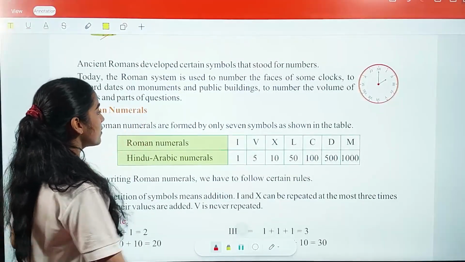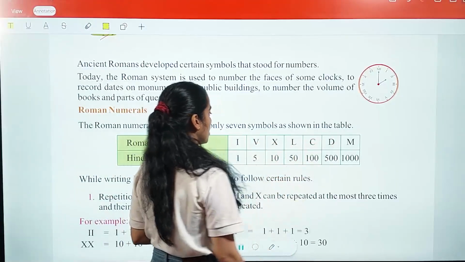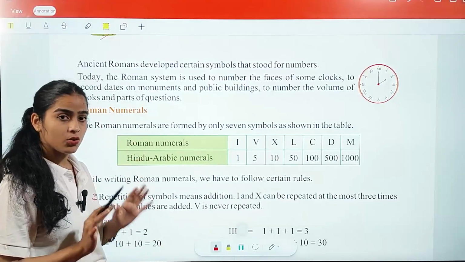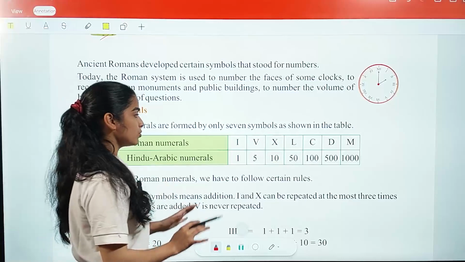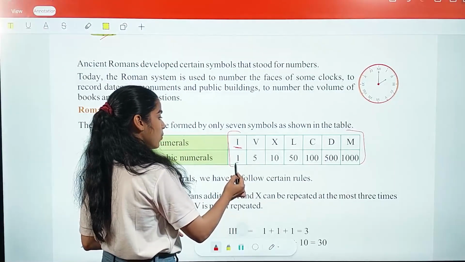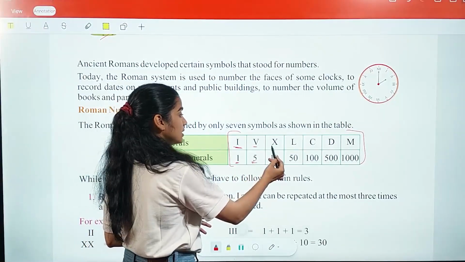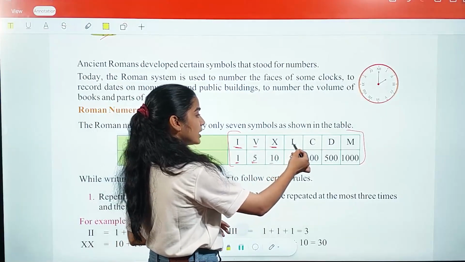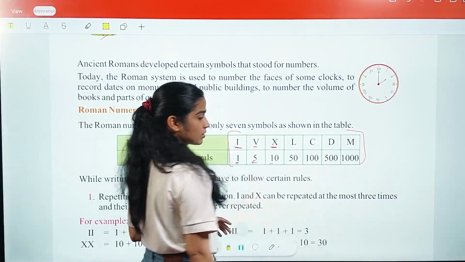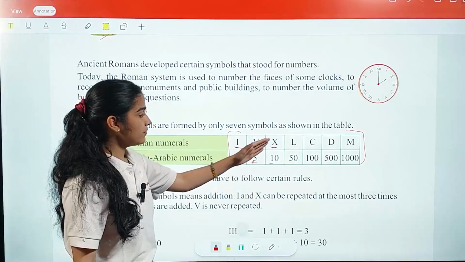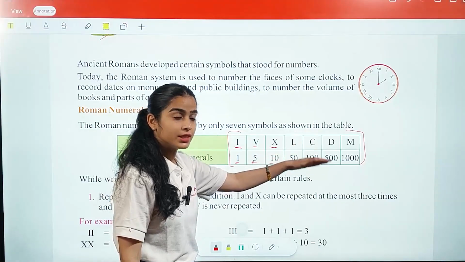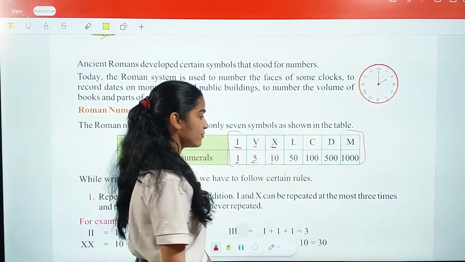The Roman numerals are formed by only 7 symbols as shown in the table. To form Roman numbers, we use these 7 symbols. These are the only 7 symbols we have to use. I represents 1, V represents 5, X represents 10. After that, L, C, D, M represent 50, 100, 500 and 1000. After 10 you directly have 50, which is L. Then you have 100, which is C. Then D, which is 500, and then M, which is 1000.